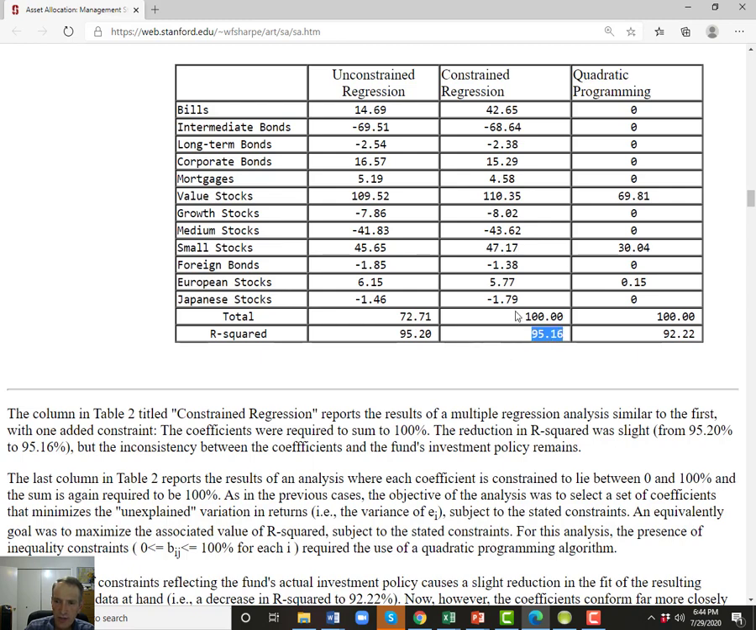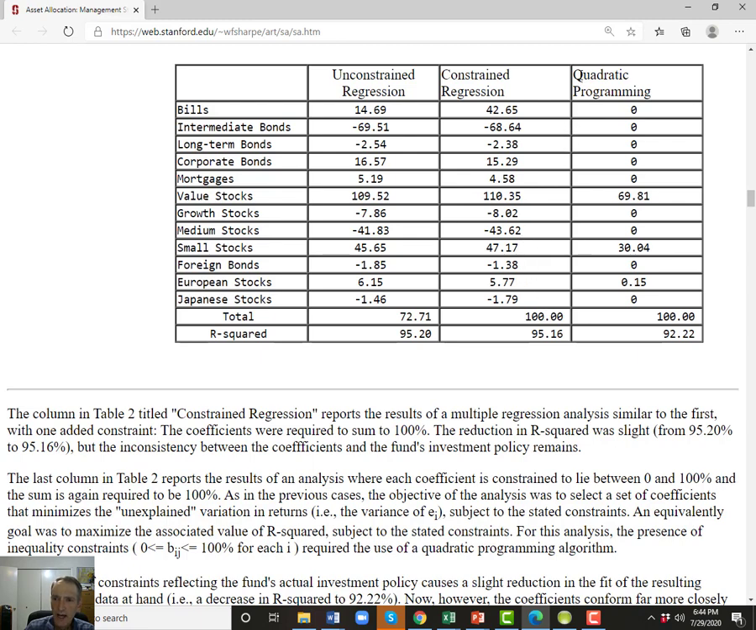So this makes sense. You want to make sure you account for your entire portfolio. But the problem here, you can see that he's shorting, or selling short, intermediate-term bonds, and he's shorting medium stocks, US stocks. Well, your portfolio may not be able to do these negative numbers. That may not be possible for you. Some portfolios can, but a lot of portfolios cannot do that.